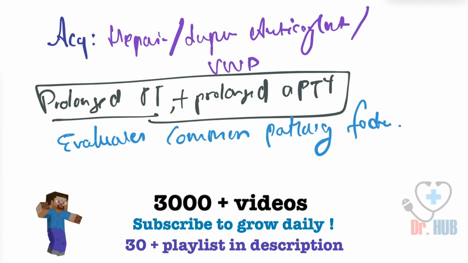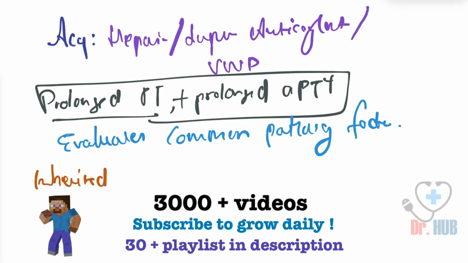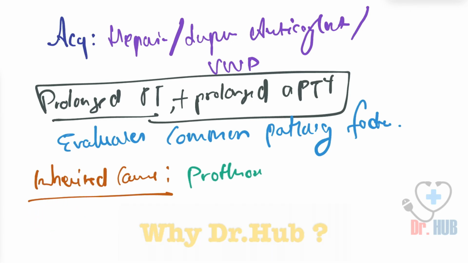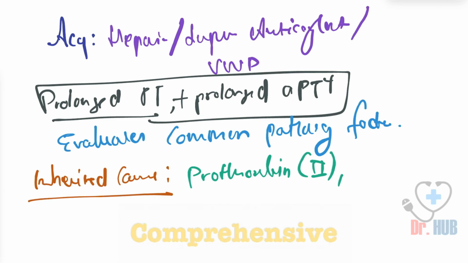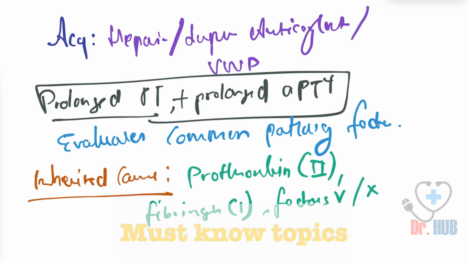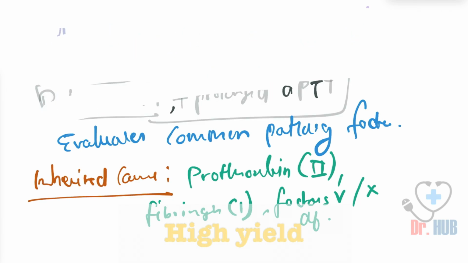And now we are looking at the inherited causes. So what are the inherited causes of this? The inherited causes are prothrombin, that is factor 2, fibrinogen, that is factor 1, as well as factor 5 and factor 10 deficiency.